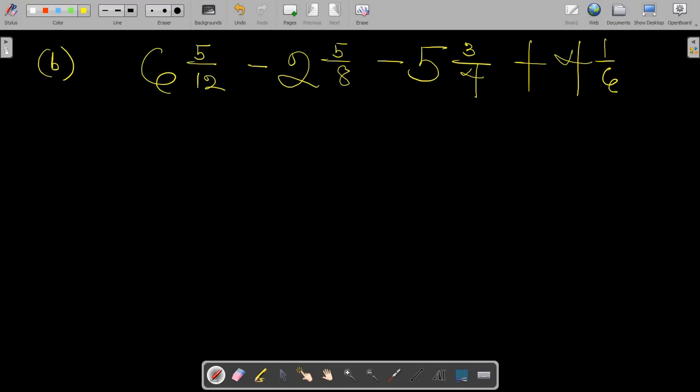So when it comes to addition and subtraction, we don't need to obey the rule of BODMAS, or the one you call BEDMAS, or the one you call BIDMAS. So we don't need to obey that rule. Just start solving from left to right. So let's go. Let's take everything to improper fractions.